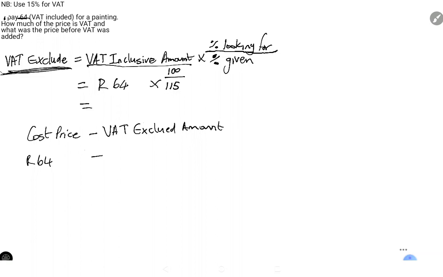So now let us do our calculation to find out what the amount is. So we've got 64 multiplied by 100 over 115, and that gives us a total of 55 rands 65 cents. So that amount, 55 rands 65 cents, is the amount that does not have VAT, because we've just taken it out. Do you see that it's less?